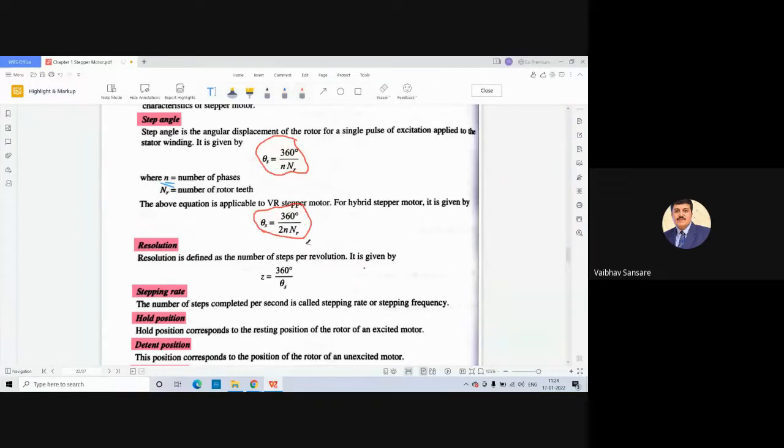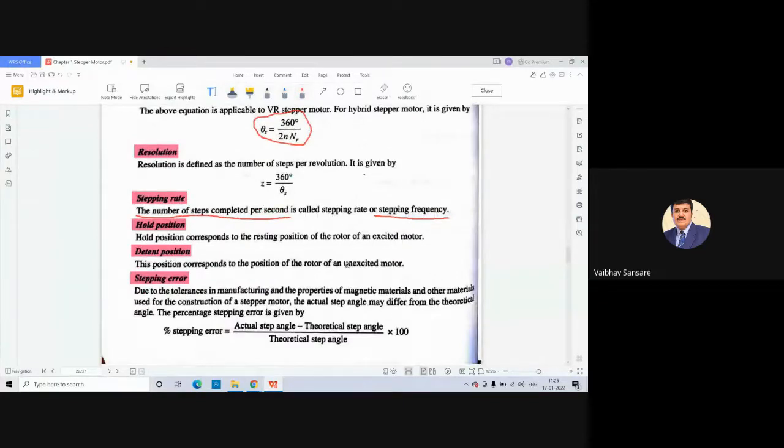Now the third terminology is stepping rate. So what is stepping rate? Stepping rate is also known as stepping frequency. The number of steps completed per second is generally termed as the stepping rate or stepping frequency. So the total number of steps completed by the rotor of the stepper motor in one particular second is termed as the stepping rate, or also the stepping frequency.